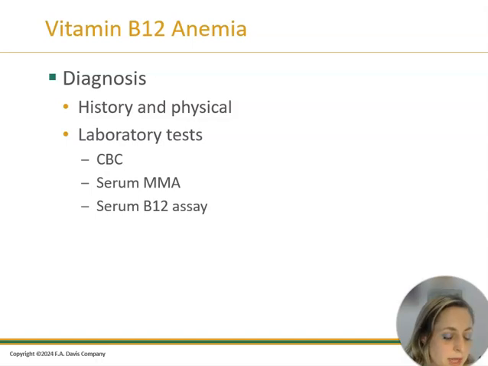This serum MMA stands for methylmalonic acid. It's a byproduct of protein digestion. Vitamin B12 breaks down that protein and uses it for metabolism. So when you don't have enough B12, this MMA just kind of circulates in your bloodstream and the levels will be very, very high because it's not being broken down. And then we can just check vitamin B12 too.